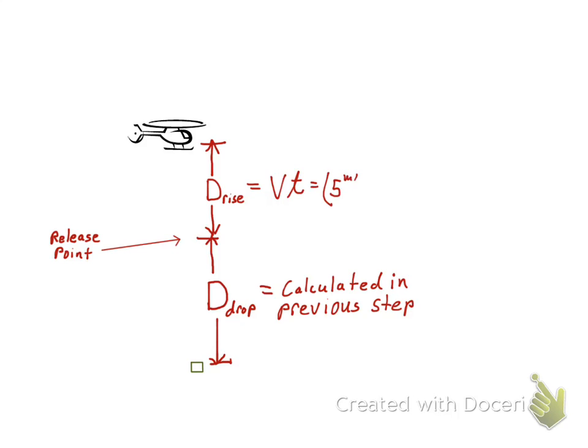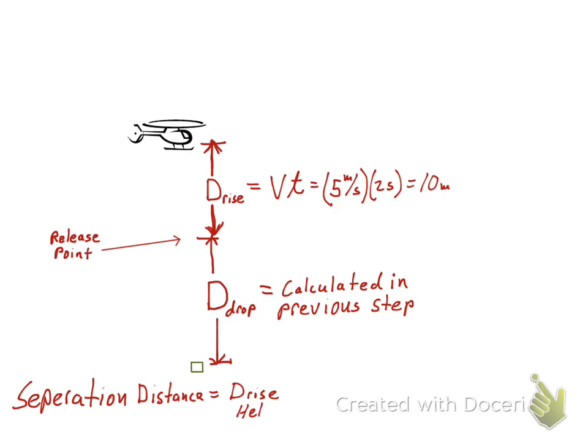Well, that's going to be pretty easy because the helicopter was rising at a constant velocity for 2 seconds for a total of 10 meters. So what I have to do to get this total separation distance between the two, I need to take the rise of the helicopter, which is 10 meters, and add it to the distance that the bag dropped that I previously calculated. Add the two together, and then I've got the total separation between the two objects.